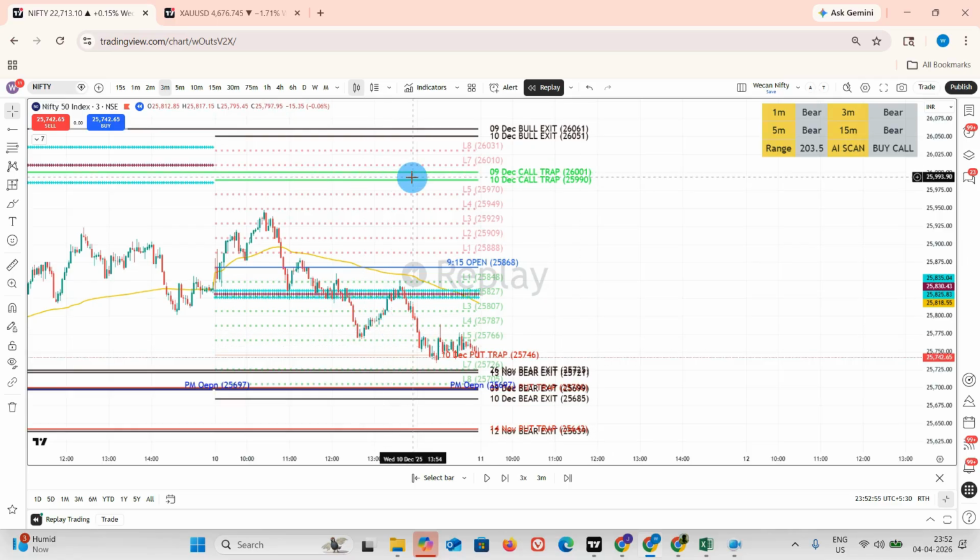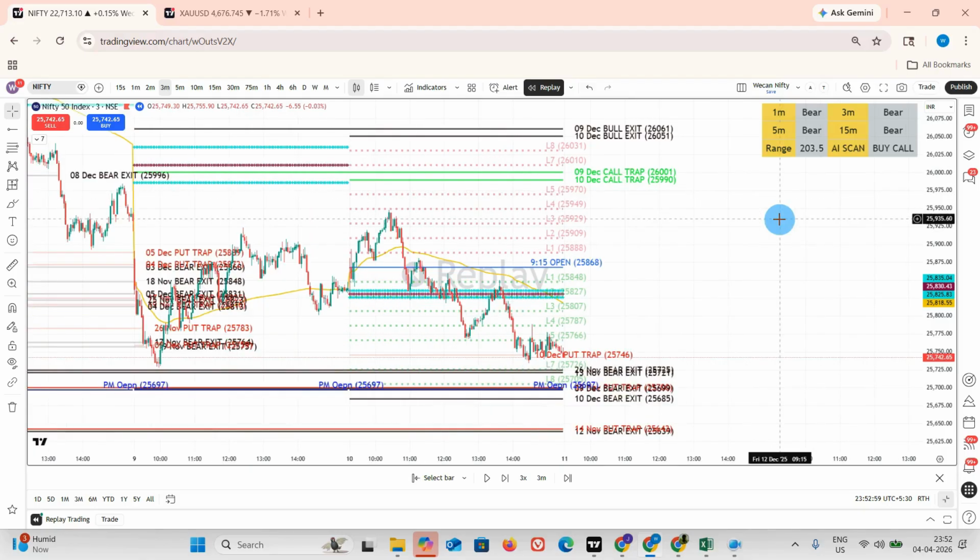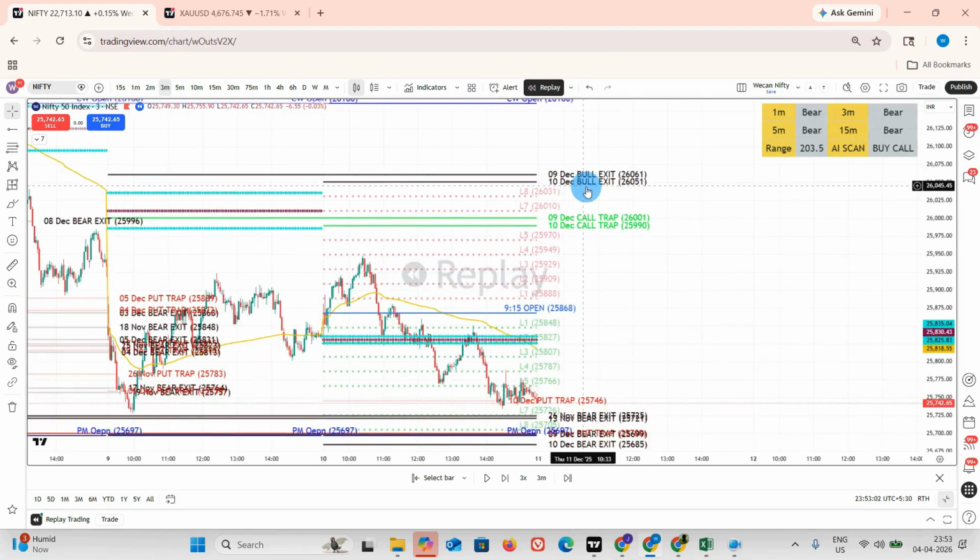Also, it provides you the previous footprints of the institutions which have not been tapped yet. See, it shows you the 9th December bull exit. The bull exit level was this. Till that level, the market didn't go here. And even the 10th December bull exit, it didn't go. Today, this is. So it shows these are the levels still not tapped.